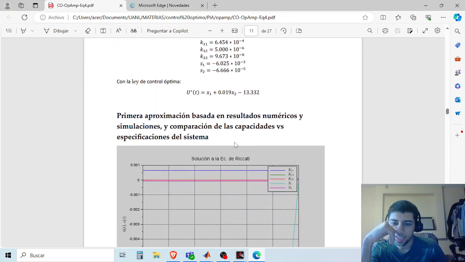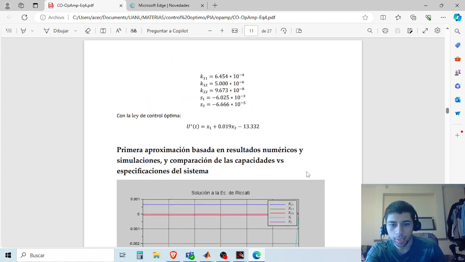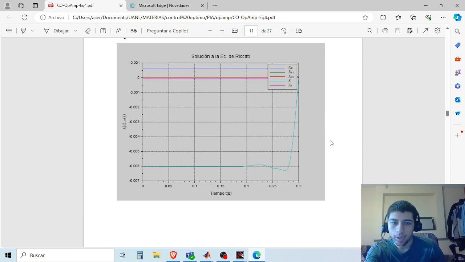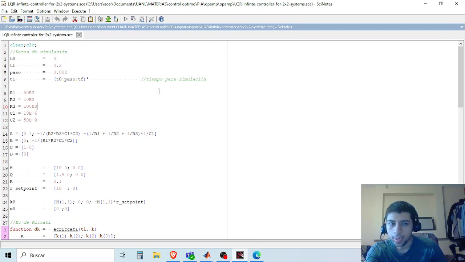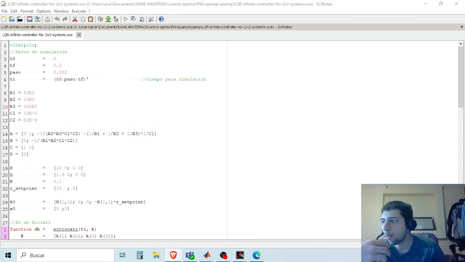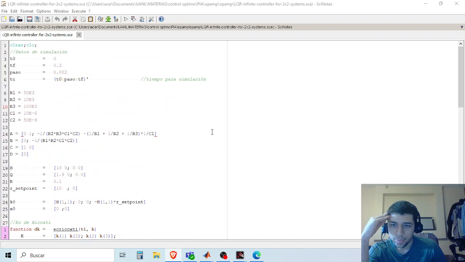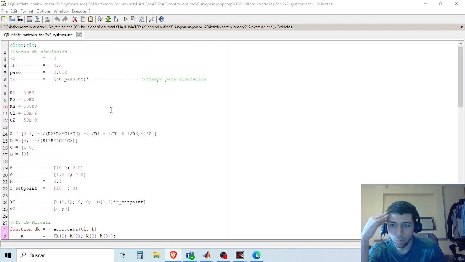So we are gonna use some scripts in Scilab to simulate our mathematical approach of every dynamic, and we are using this script, which is based on the one provided by the professor. So we took the script that the professor gave us, and we modified it to obtain a general form for every 2 by 2 system.